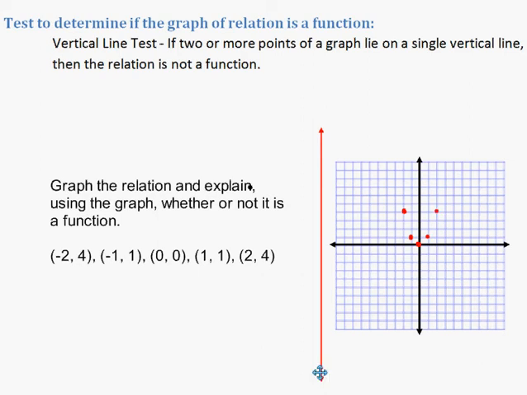Well, what we can do is take a vertical line and move our way across here. Does this vertical line ever pass through more than one point? It never does. It passes through 1 point. So this is a function. And it's a function because it passes the vertical line test. There are no vertical lines that pass through more than 1 point.